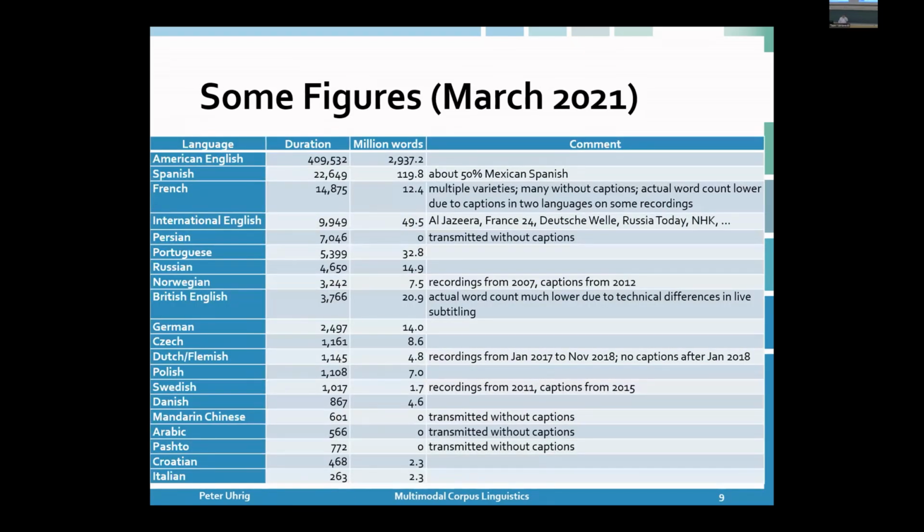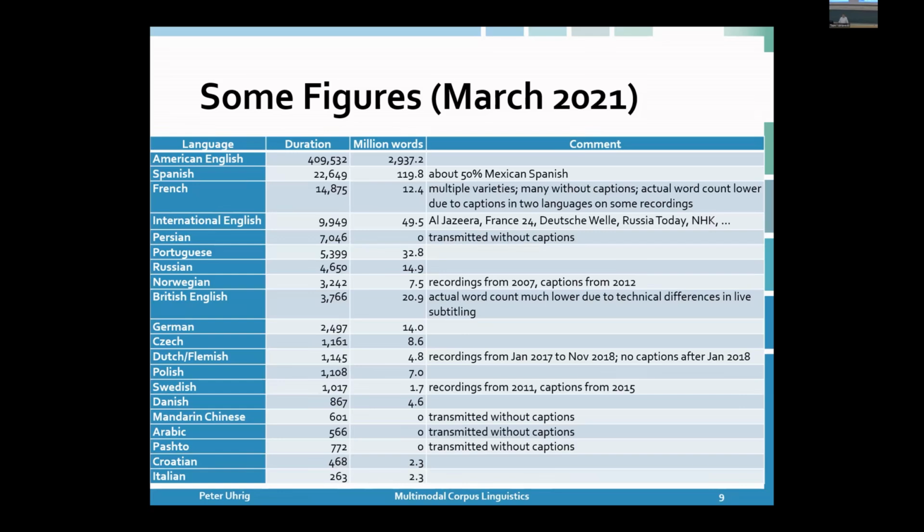Just to give you an idea of the wealth of the data, we're talking about, in March 2021, when I last ran the statistics, it always takes half a day, American English amounted to about 400,000 hours or 2.9 billion words of subtitles. So that is quite good for a corpus. It's not like a web scale corpus, but there are video recordings for every single word of this. And that, of course, makes the data explode.